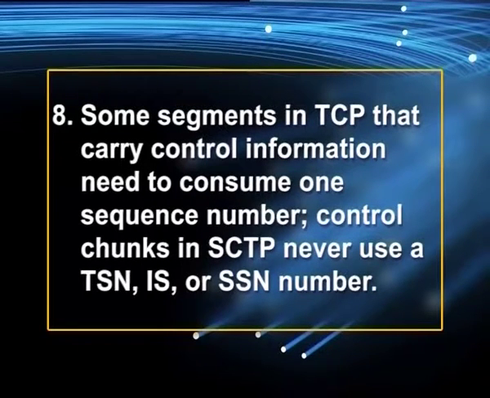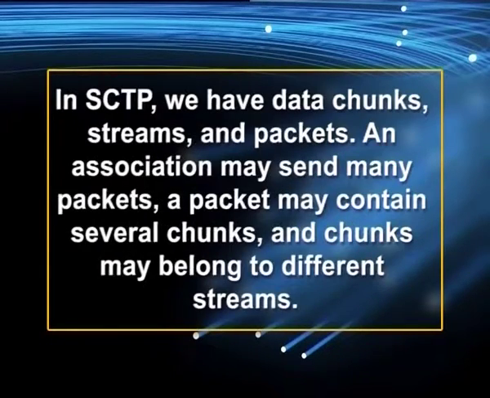Some segments in TCP that carry control information need to consume one sequence number. Control chunks in SCTP never use a TSN, SI or SSN number. These three identifiers belong only to data chunks, not to the whole packet. In SCTP, control information and data information are carried in separate chunks.